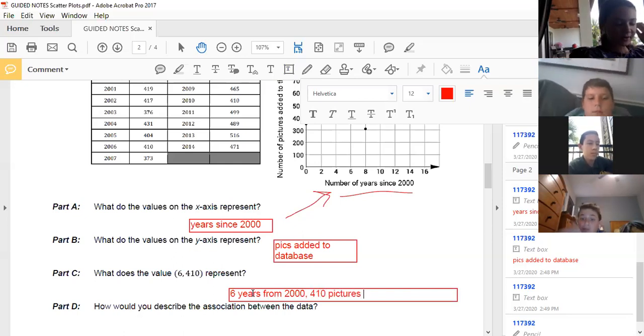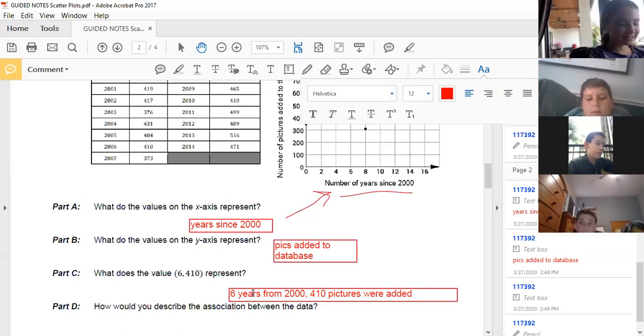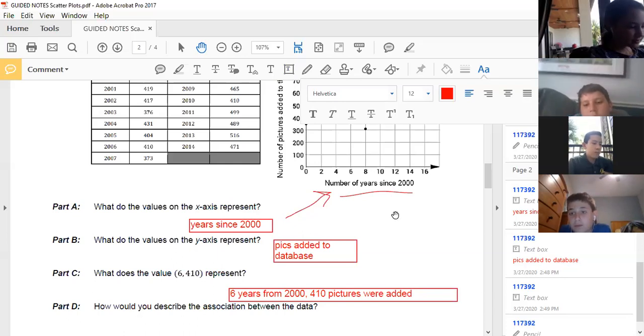Pictures were added to the database, you said? Yeah. Okay, Ella, what do you think about that? I thought it said 6,410. Oh, no, this is the coordinate 6, 410. Well, that would be why it didn't make sense to you. So Avery said 6 years from 2000, 410 pictures were added. Do you agree with that?